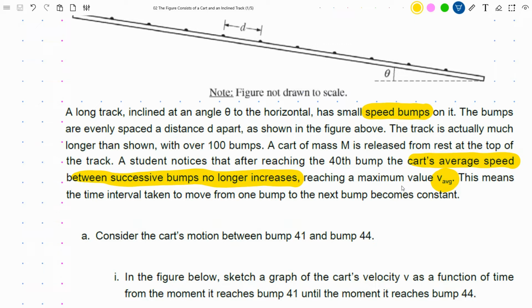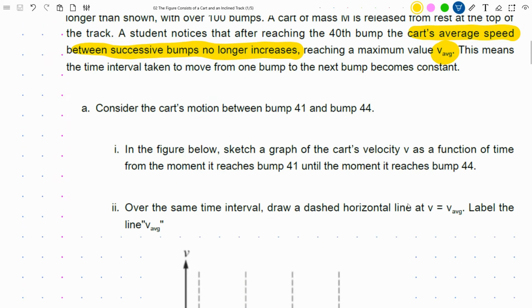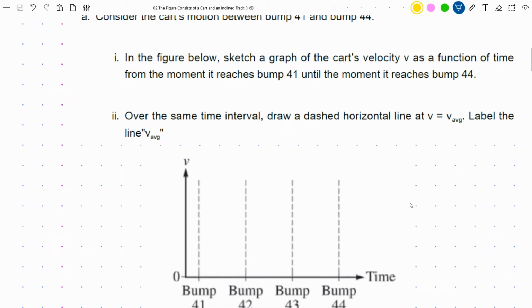Part A says to consider the cart's motion between bump 41 and bump 44. In particular, in the figure below, we are to sketch a graph of the cart's velocity v as a function of time, from the moment it reaches the 41st bump until it reaches the 44th bump. So that's our first job. We're going to be directly sketching into this graph what this cart's velocity-time graph would be expected to be.